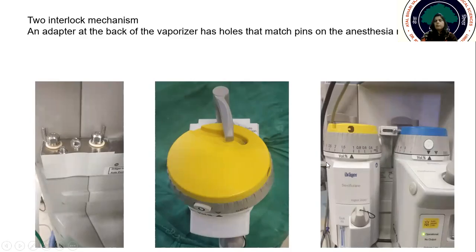Once you have mounted the vaporizer on the bar, you have to open this control dial lock, and before opening this vaporizer, you have to shift the lever to the adjacent side of the vaporizer to lock the adjacent vaporizer. Once this is done, then only you will be able to open the vaporizer which you want to use. So it has two interlock mechanisms.